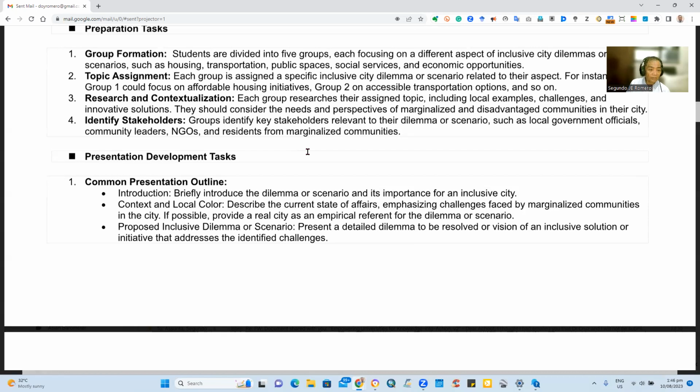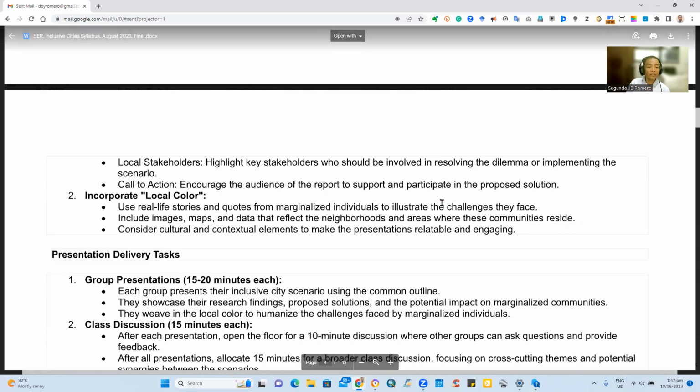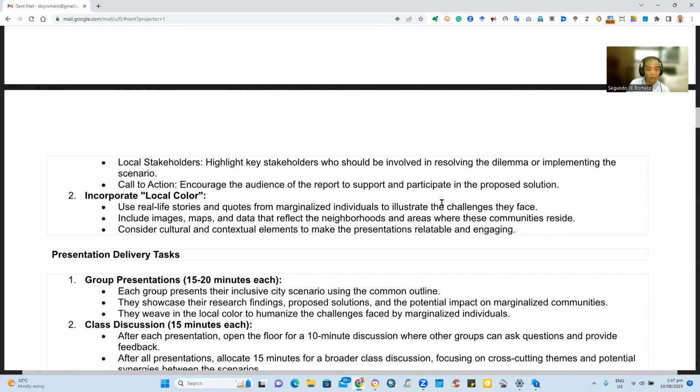Third, give your proposed inclusive dilemma or scenario. Present a detailed dilemma to be resolved or vision of an inclusive solution or initiative that addresses the identified challenges. Then, local stakeholders, highlight key stakeholders who should be involved in resolving the dilemma or implementing the scenario. Then you have a call to action. Encourage the audience, intended or actual audience of the report, to support and participate in the proposed solution.